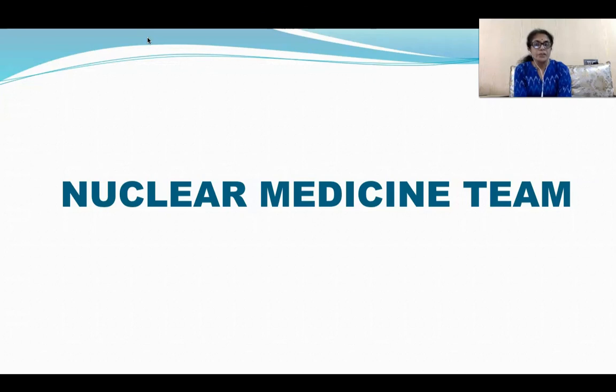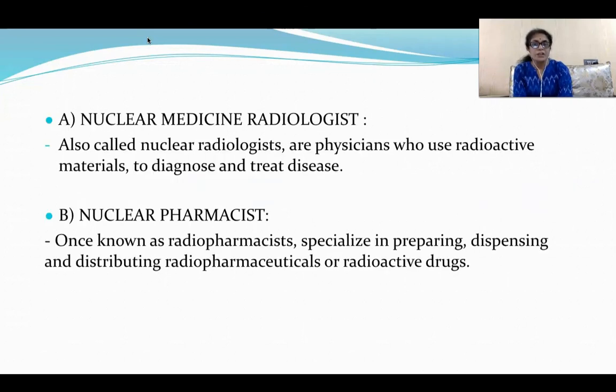Now, what should be in the nuclear medicine team? A nuclear medicine radiologist is a must in this team, also called a nuclear radiologist, a physician who uses radioactive materials to diagnose and treat diseases. Second should be a nuclear pharmacist, once known as a radiation pharmacist or radiopharmacist, who is specialized in preparing, dispensing and distribution of radiopharmaceuticals or radioactive drugs. It has to be very calculated and done in a very environmentally safe zone.